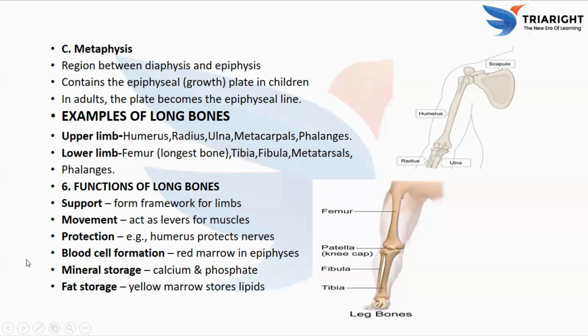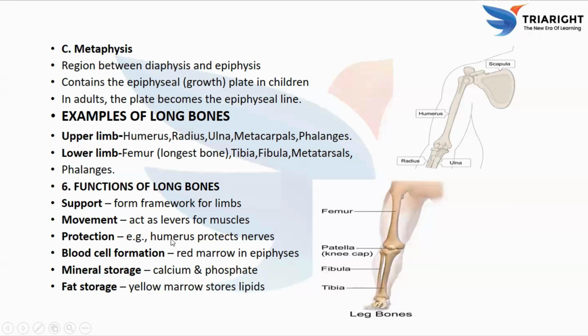Coming to the protection function. Some long bones protect important structures. For example, the humerus helps to protect the nerves and also blood vessels in the arm. The other function is blood cell formation. The red bone marrow, which is found in the epiphysis, makes the red blood cells, white blood cells, and also the platelets.